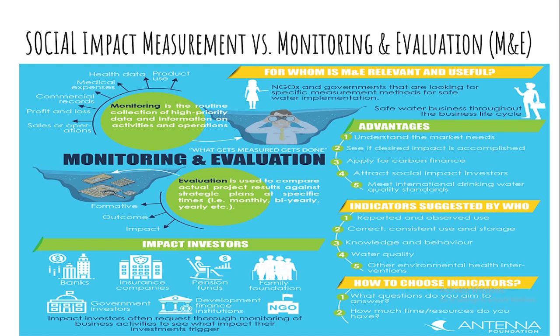This is a brief, as I gave a case scenario of the water sanitation project, just for you to better understand it; you can reference it to your other projects. Indicators suggested by who reported and observed. Are they correct, consistent, and stored? What is the knowledge and behavior of the people actually doing this project? What is the water quality if the project is handling that? We also look at how you choose the indicators, what questions you aim to answer, and how much time or resources you have.